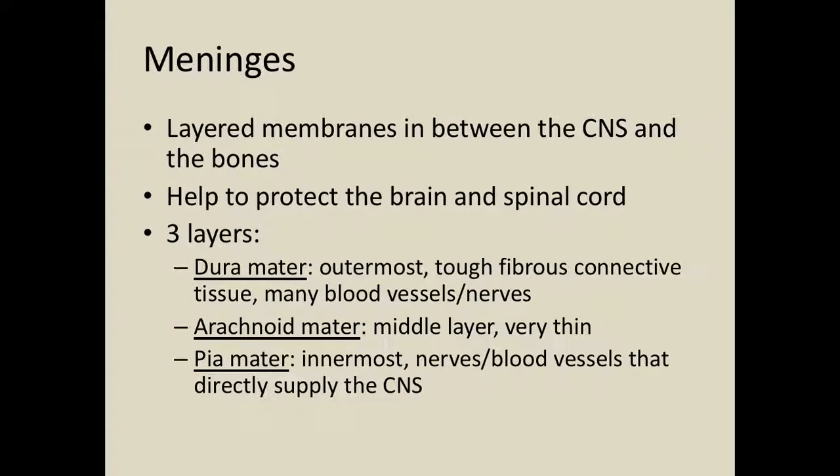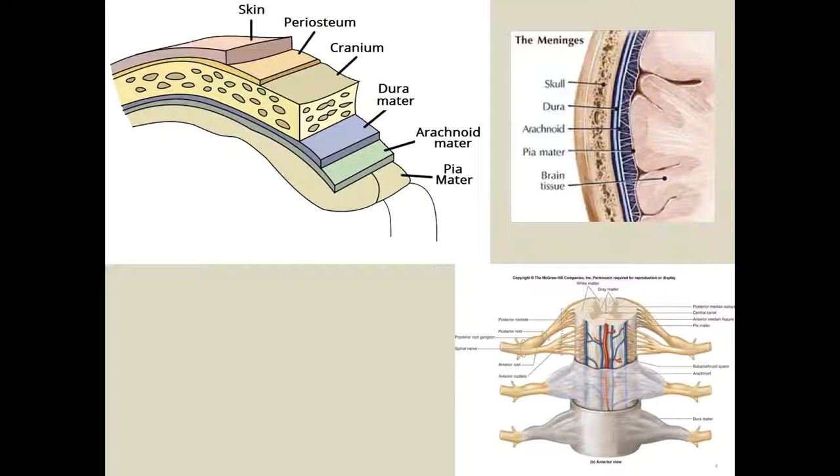The meninges. This is one of my favorite anatomy words, meninges. These are membranes in between the central nervous system and the bones. So between the brain and the skull, and between the spinal cord and the spinal bones. The meninges are membranes that help to protect it from the outside. There are several layers. You have the dura mater, which is the outermost one. The arachnoid mater, which is very thin and in the middle, and it kind of looks like a spider web. That's why it's called arachnoid. And the innermost is the pia mater, where you have a lot of blood vessels that go directly to the CNS. So here's some pictures for you.